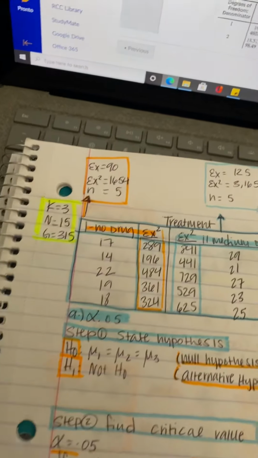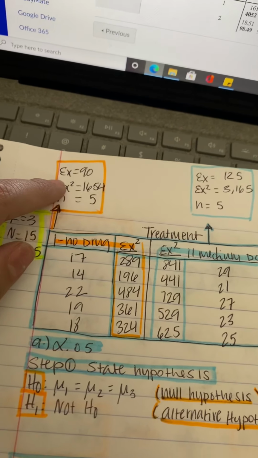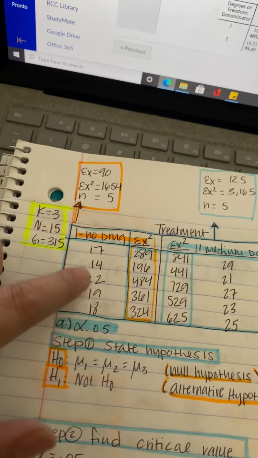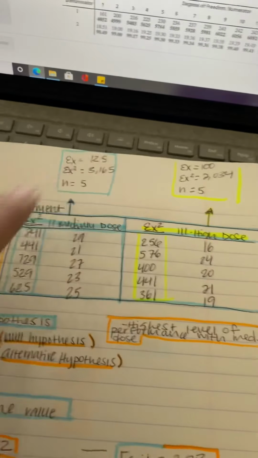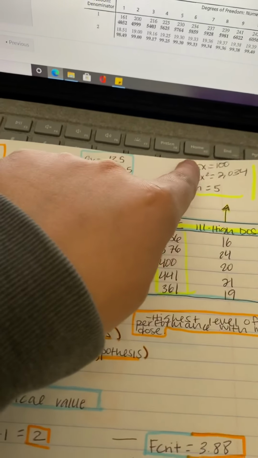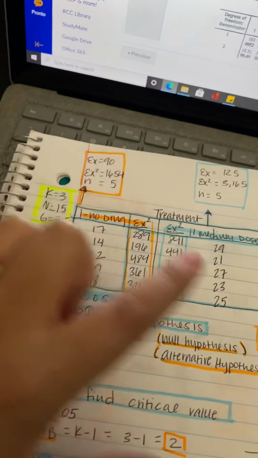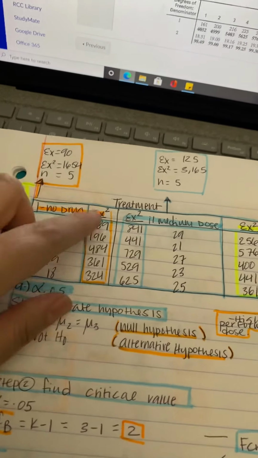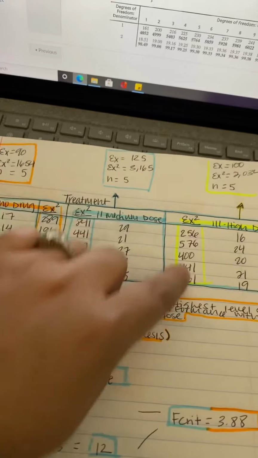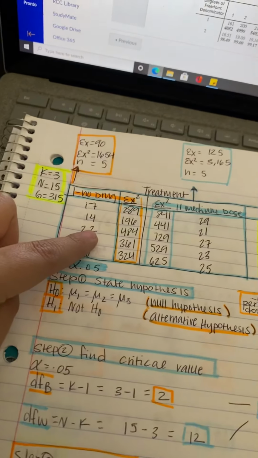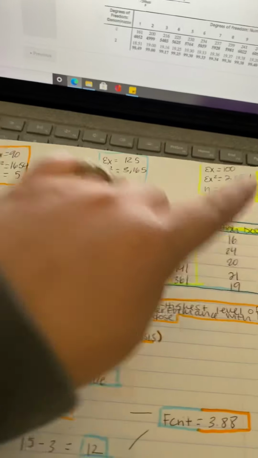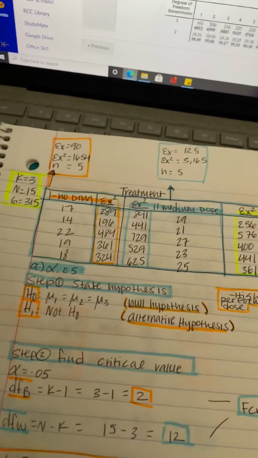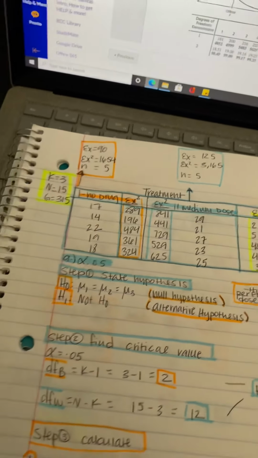And then I went up here, and the E of x is just the sum of x. So you would just add all of your original numbers. I did that for all of these, and that's 100, 90 and 125. Then for E of x squared, you would have to find the sum of this. So you add all of the numbers that you had gotten when you squared these original numbers. I did that for all of them and put all the information above. All of them have the same n, which is just 5: 1, 2, 3, 4, 5.